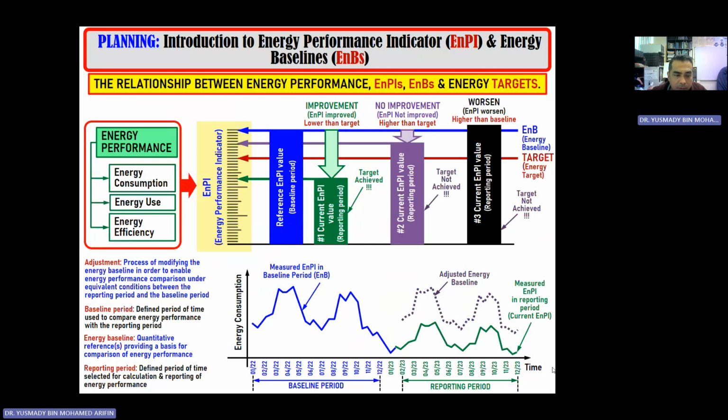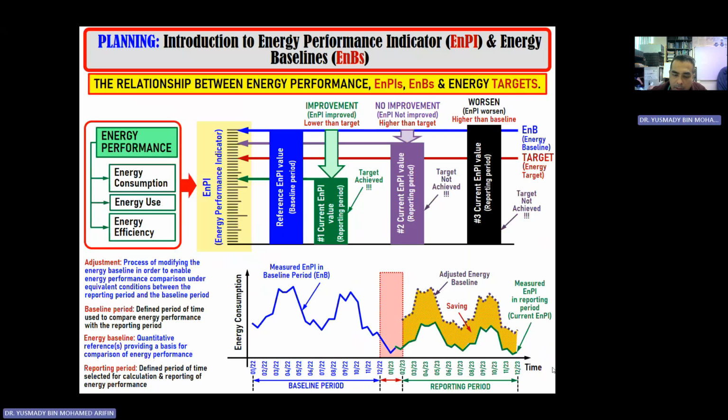So the adjustment refers to the process of modifying the energy baseline in order to enable energy performance comparison under equivalent conditions between the reporting period and the baseline period. Okay, the orange area represents the saving. How much saving occurs after we implement certain improvements in order to reduce the energy consumption for the year 2023.